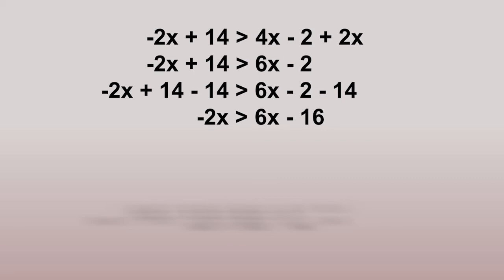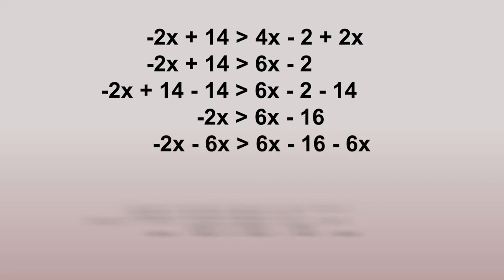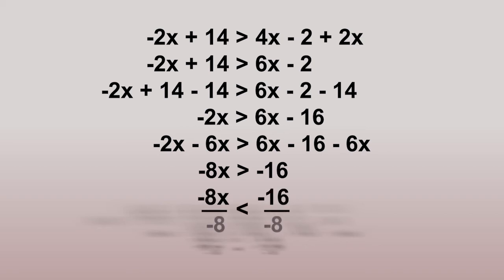Now, to isolate the variable, subtract 6x from both sides of the inequality. This leaves us with negative 8x on the left and negative 16 on the right. Divide both sides by negative 8. Remember to reverse your inequality sign. The final solution is x is less than 2.